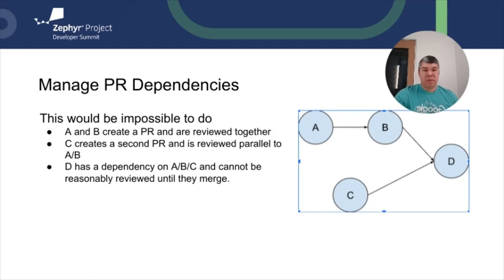Now, if we add another dependency D as illustrated here, A and B create a PR and are reviewed together. C creates a second PR and is reviewed in parallel to A and B. D has a dependency on A, B, and C. This cannot be reasonably reviewed until all dependencies are merged.